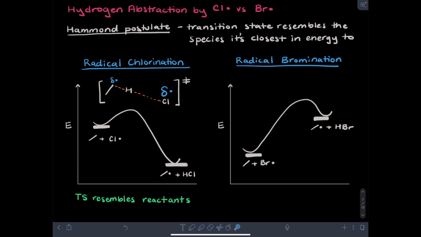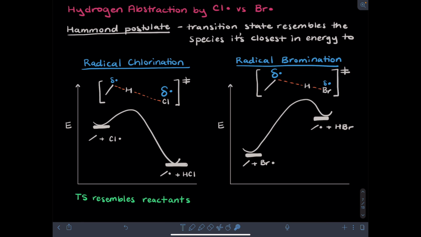Notice in the case of radical bromination that the transition state is closer in energy to the intermediate instead of the starting material. This means that if we looked at the transition state, it looks more like the intermediate with a carbon radical and HBr. So in terms of the transition state, that means that the C-H bond is mostly broken and the H-Br bond is mostly formed at the transition state. So very different than the chlorination case.